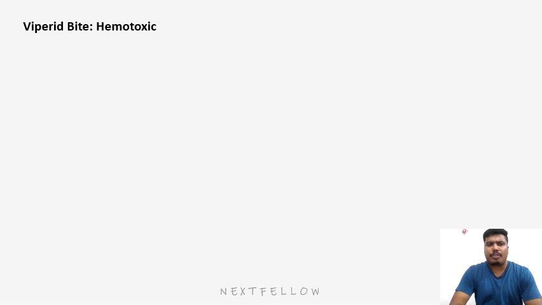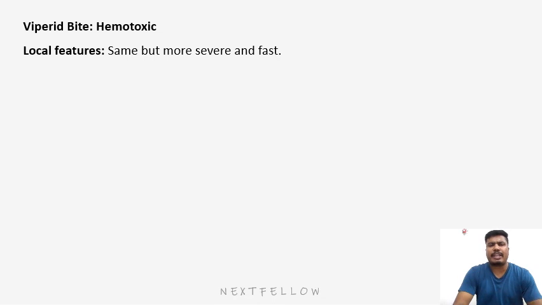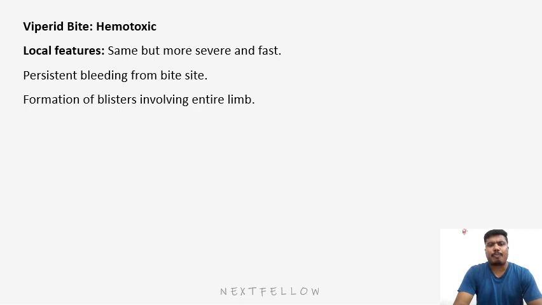Now we will discuss the viperine bite, that is bite by vipers. The venom of the viper is hemotoxic or vasculotoxic. Now the local features are the same, like there will be pain, swelling, blister formation, but the features will appear more severe and faster. Persistent bleeding from the bite site is the constant feature of viper bite, due to derangement in coagulation profile. There is formation of blisters involving the entire limb. In the bite by krait and cobra, there is no involvement of the entire limb, but in this there is involvement of the entire limb by blisters, or sometimes even the trunk is also involved.